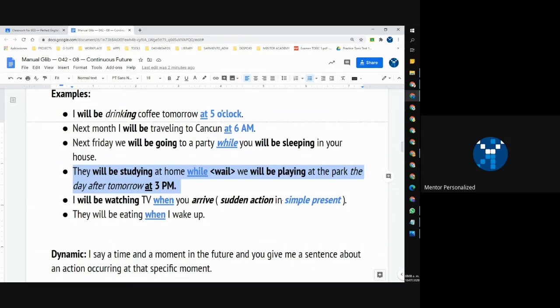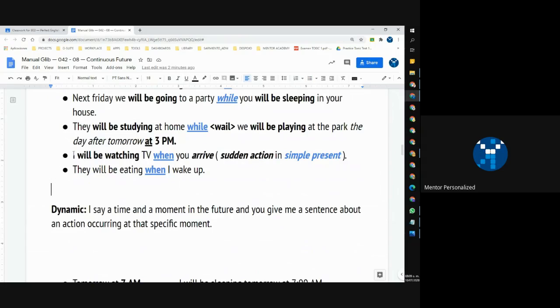Next one, please. They will be studying at home while we will play. Will we be playing? Repeat. We will be playing at the park of the day after tomorrow at 3 p.m. Very good. How do you say estudiar in English? Study. Very good. Plus ing? Studying. Very good. They will be studying at home while we will be playing. In this case, we are combining actions occurring at the specific time in the future with the definition of the hour.